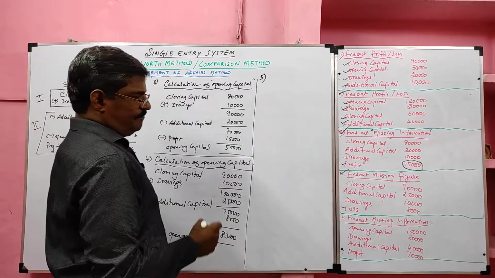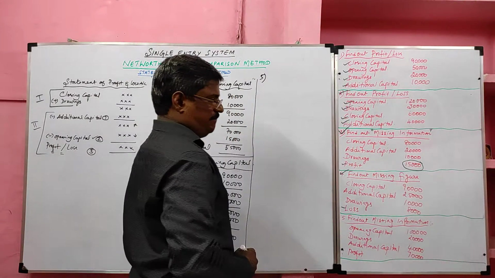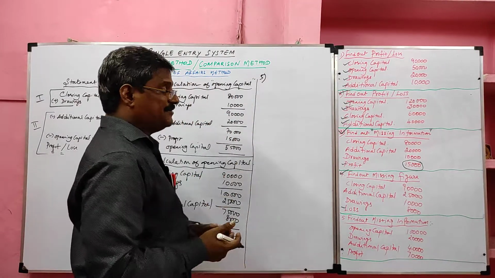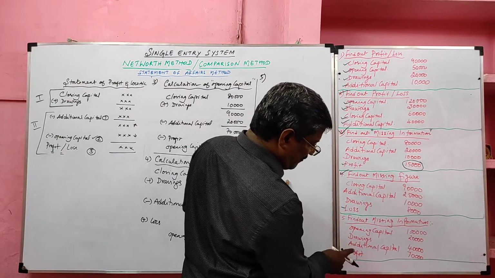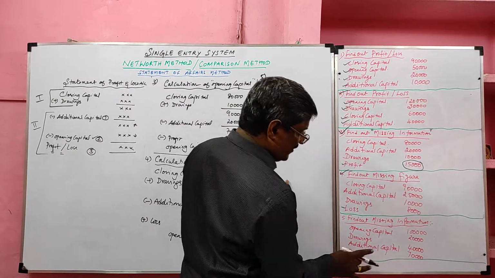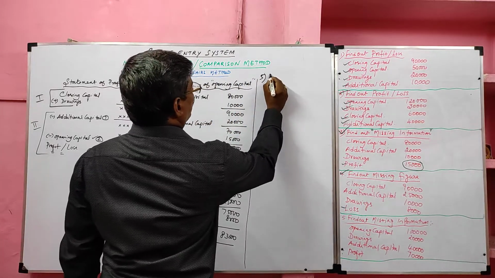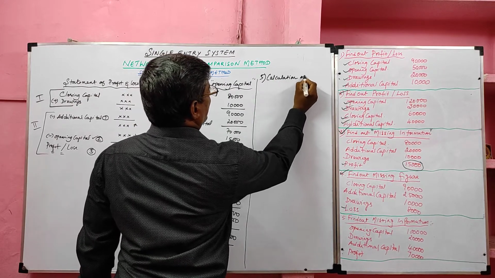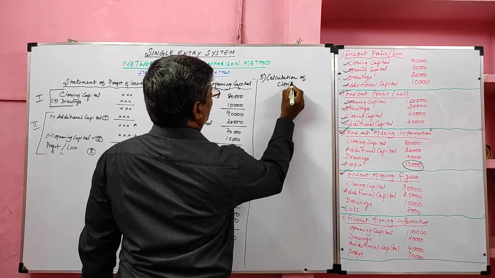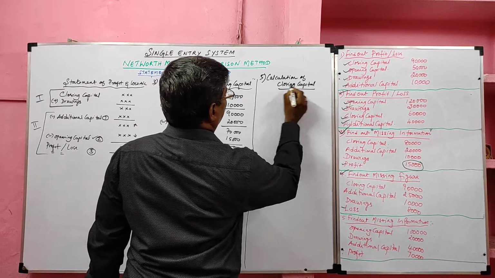Look at the problem. Here also find out the missing information. So one item is missing. Opening capital given, drawing given, additional capital given, profit is given. So here the missing item is closing capital. So the heading goes like this: calculation of closing capital.